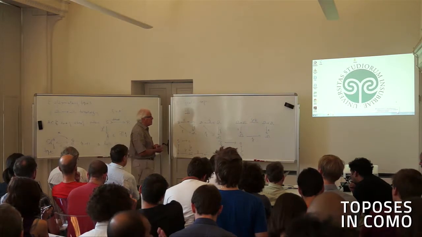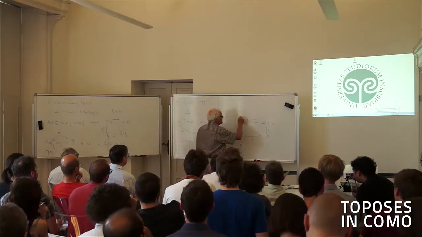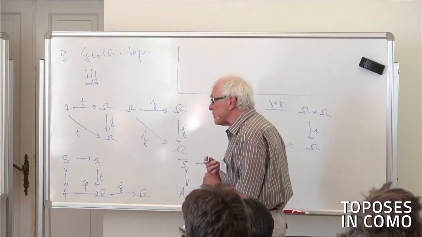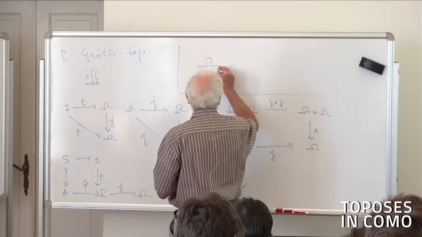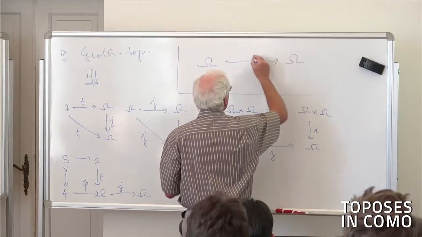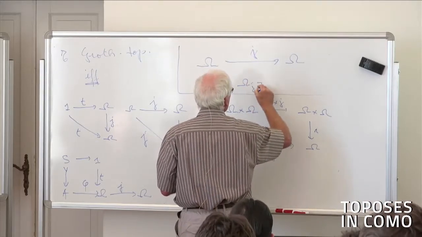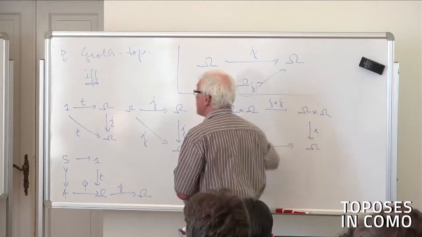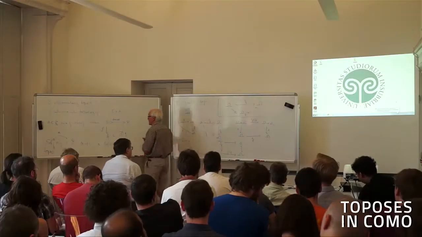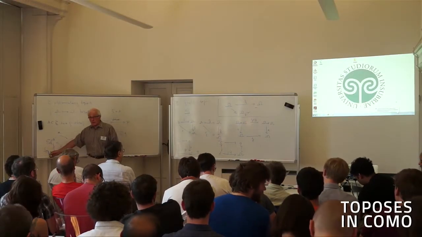And if you ask me the question, what is the omega object of this topos of sheaves? Well, you take J, and you take its image, and the image will be the omega object of the topos of sheaves.